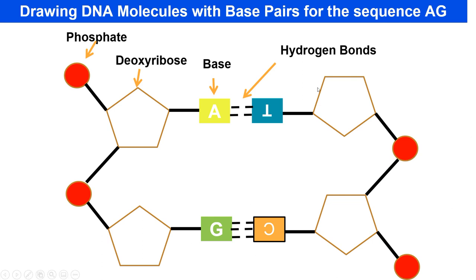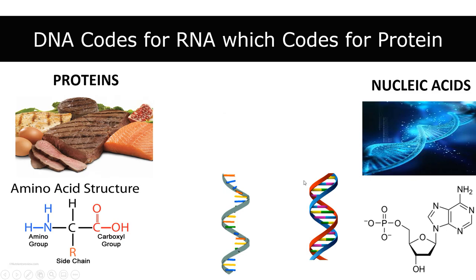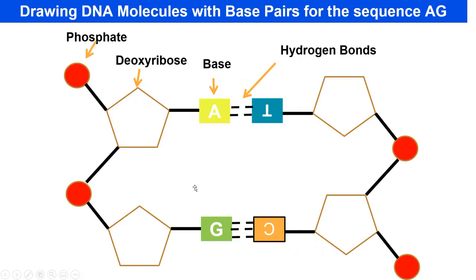So this is what we need to know for topic 2.6. Be able to tell me the difference between the structures of DNA and RNA, know which bases belong with which nucleic acid, know which sugar belongs with which nucleic acid, and be able to draw these base pairs. So that's it for 2.6.